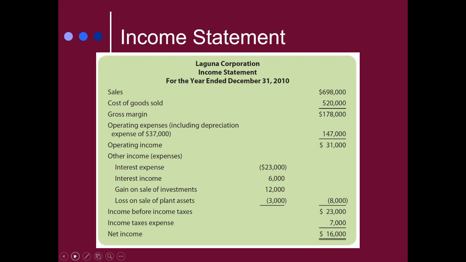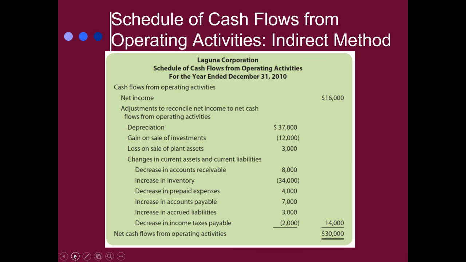So what should you do? For depreciation, you have to add back the 37,000. For the gain, you will have to deduct, and the loss, you have to add back. Now you have already taken into consideration all the non-cash items. Now you're going to look into the changes in current assets and current liabilities.